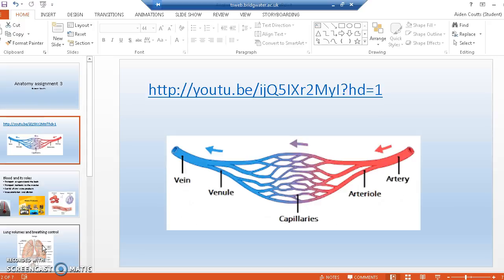There are three circulatory phases which occur simultaneously within the body. Firstly, systemic circulation, which carries blood around the body. Pulmonary circulation carries blood to the lungs, and coronary circulation provides the heart with its own blood supply.